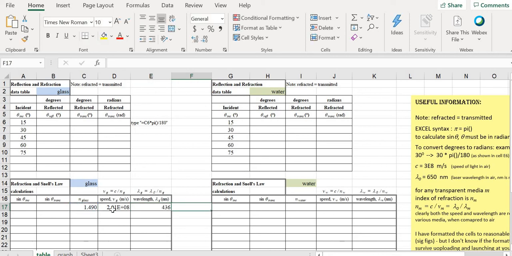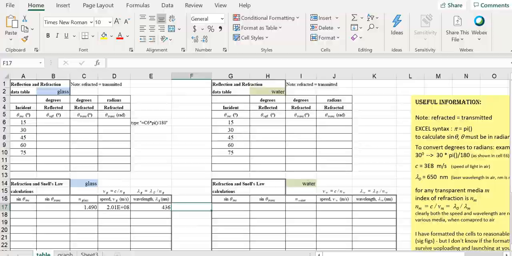So what do you see here? What's the lesson? Well, the speed and the wavelength both get reduced in any medium, and they get reduced basically in inverse proportion to the index of refraction. And then you can get those values.